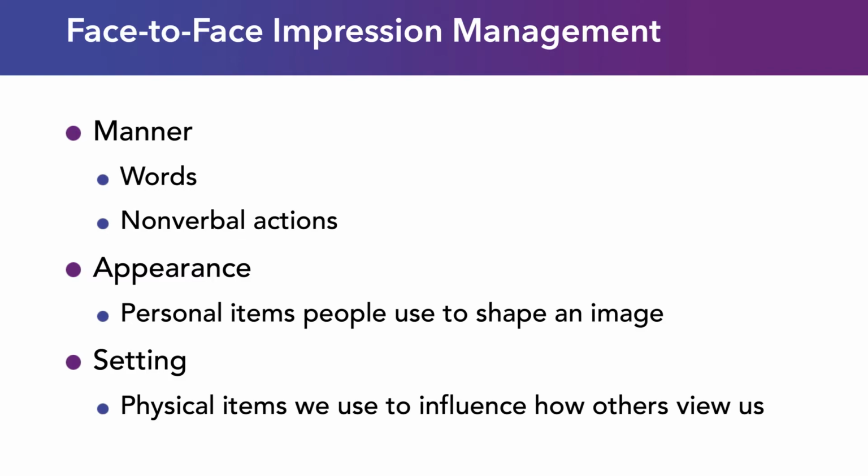Another one is appearance. These are personal items people use to shape an image. So, classic, you go to a job interview. How do you dress? I think here's one that's unconscious for me. A couple of years ago, my hair was, I think it was purple, or could have been turquoise. It wasn't this color. This is a new color for me. And I colored my hair for two reasons.